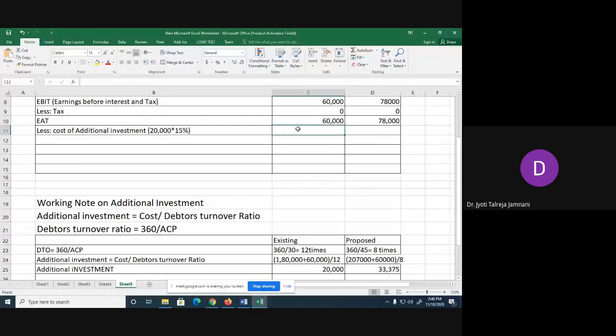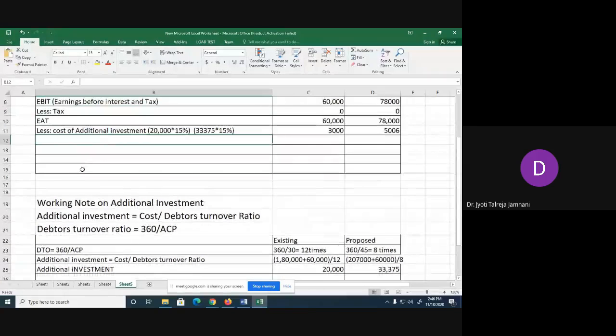3,000 is the cost of additional investment in the existing plan. Then in the proposed plan, your additional investment is 33,375 multiplied by 15% again, because that is the cost of additional investment. So how much do you get? 5,006.25. You take it as 5,006 rupees, rounded off. If it was 5,006.5, I would have taken 5,007 rupees. So this is the cost of additional investment. It is a very important working note. Do you have any doubts in this?